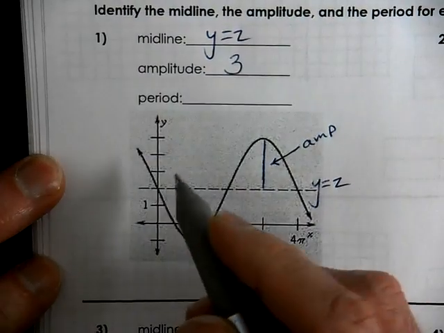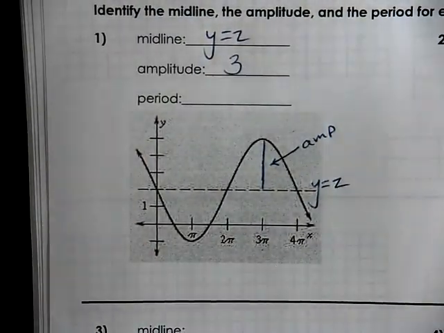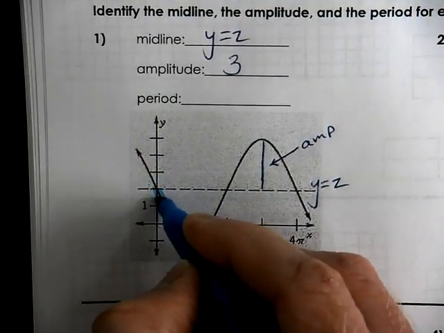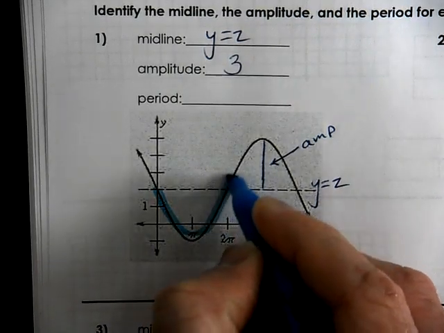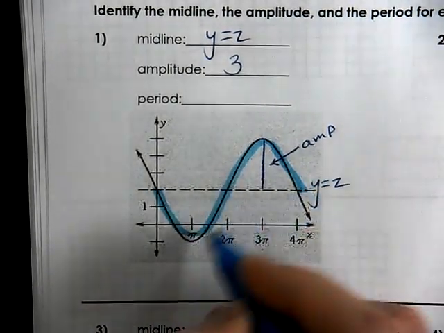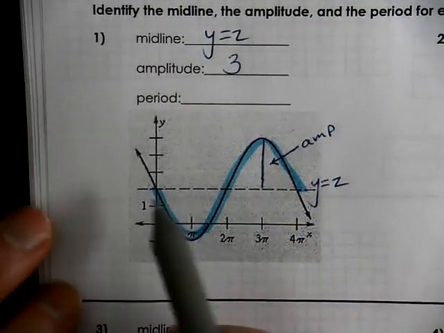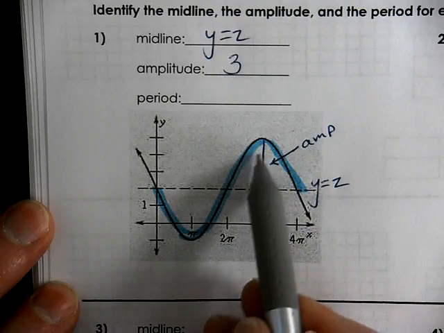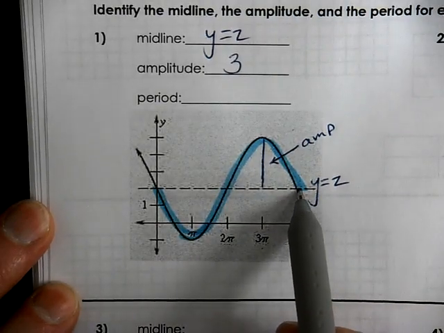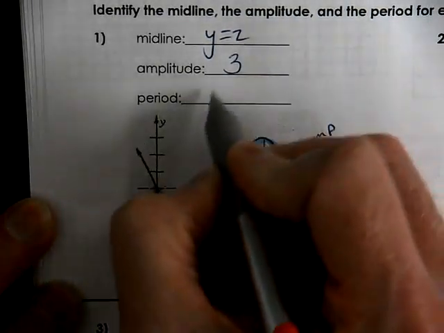The period is essentially the domain for one cycle. So we're starting at 0, we're going through that all the way out to here, so that's 4 pi.